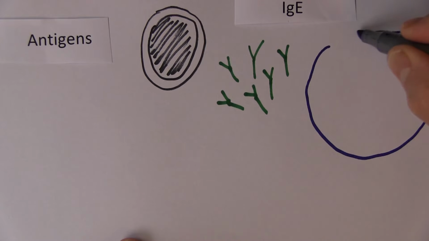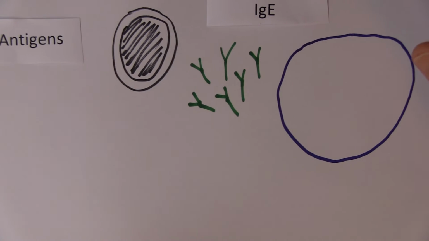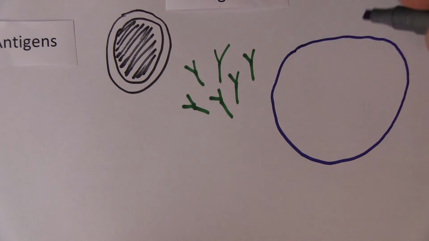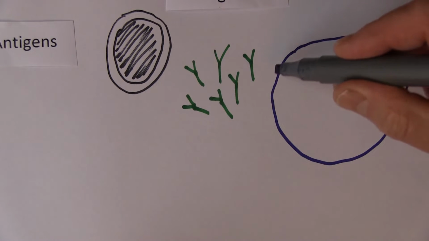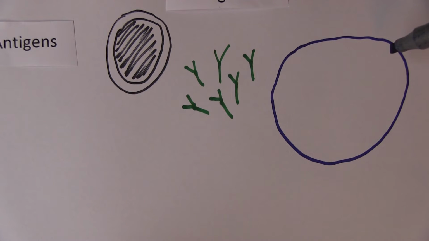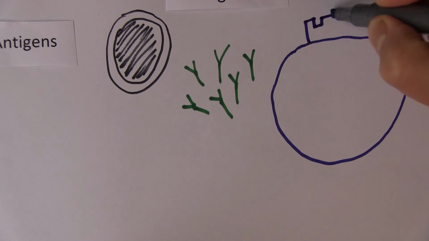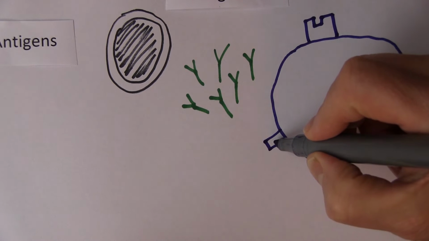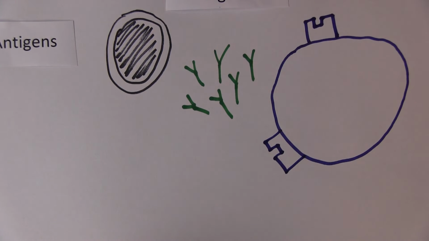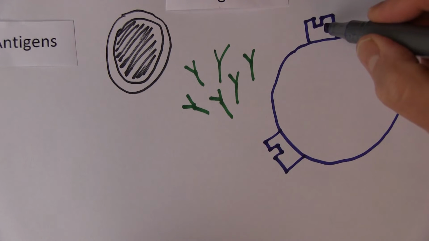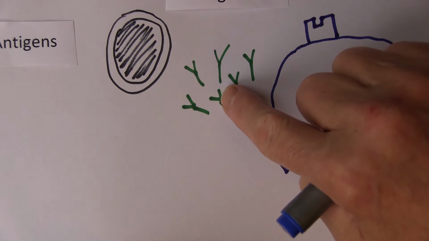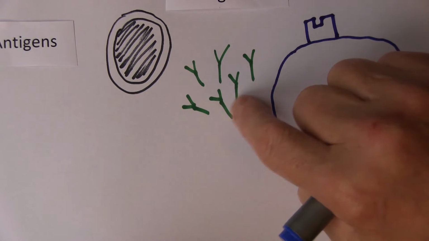Now mast cells derive from basophils in the blood, and mast cells are mostly in the tissues. They are immunological cells and they regulate the inflammatory response. And on the surface of mast cells there are particular proteins like this, and these particular proteins have a high affinity for the immunoglobulin type E molecules.